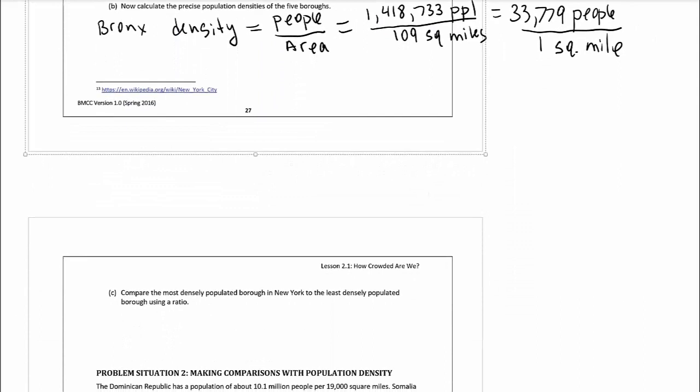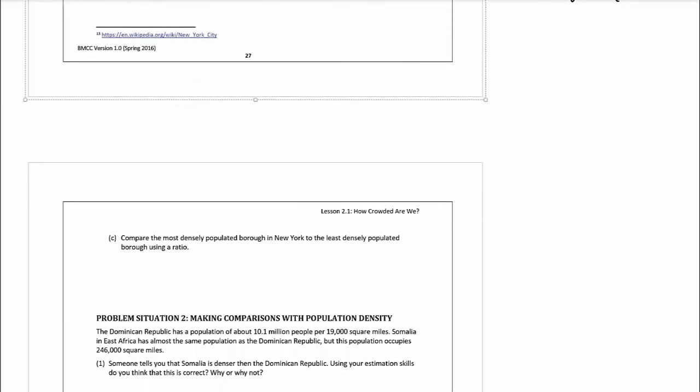Okay, so let's move on. It says compare the most densely populated borough in New York to the least densely populated borough using a ratio. So this is the review of the previous modules doing the ratios. So you're going to do the most to the least dense, right? And looking at the numbers, all right, let's pull up the Excel.